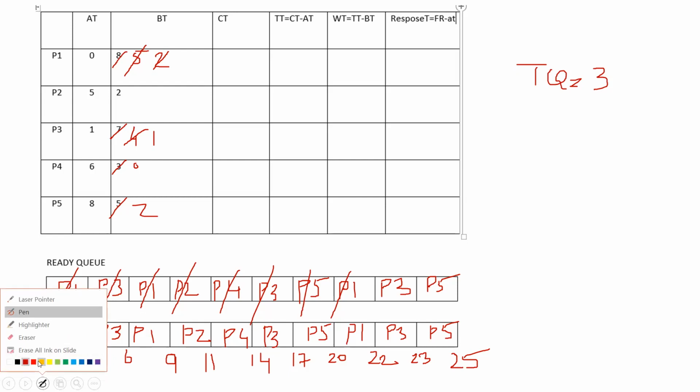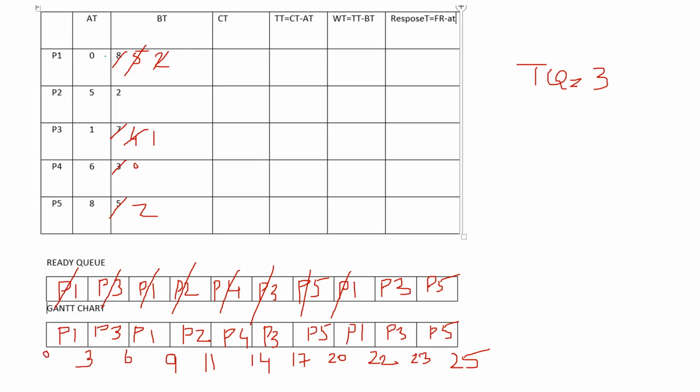This color. Okay, I will take some other green color. Completion time of P1: when is it completed? You have to see in the Gantt chart where P1 is completed. P1 is completed at time 22 only. So what is the answer here?